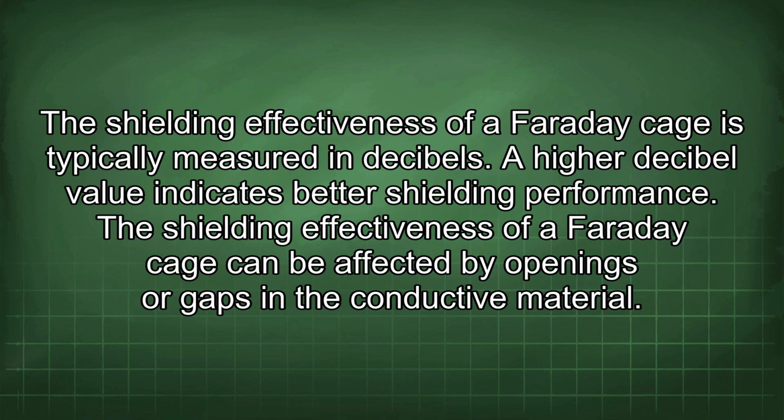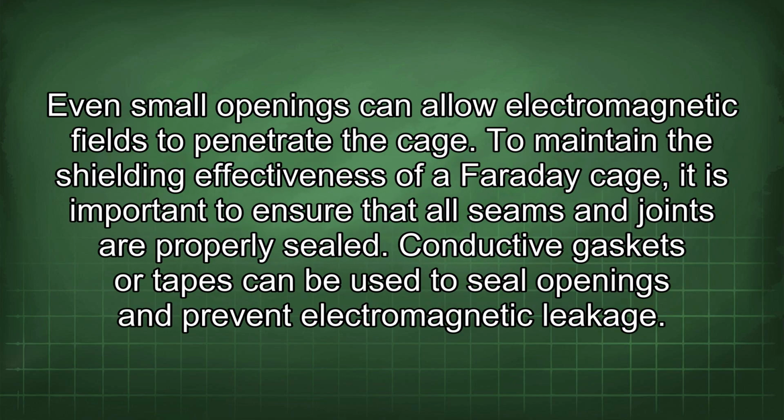The shielding effectiveness of a Faraday cage is typically measured in decibels. A higher decibel value indicates better shielding performance. The shielding effectiveness of a Faraday cage can be affected by openings or gaps in the conductive material. Even small openings can allow electromagnetic fields to penetrate the cage. To maintain the shielding effectiveness of a Faraday cage, it is important to ensure that all seams and joints are properly sealed. Conductive gaskets or tape can be used to seal openings and prevent electromagnetic leakage.